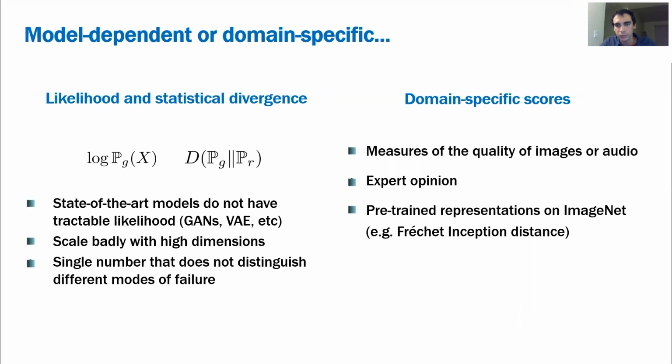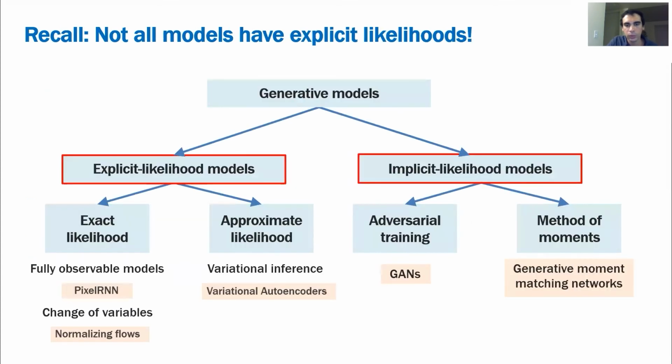Some scores are very domain specific, like expert opinion, scores especially in the image synthesis domain that are based on pre-trained representations on ImageNet, like Fréchet inception distance. And the model or domain agnostic scores are basically the model likelihood or statistical divergence, the distance between the real and the generative distributions. But of course, as we discussed earlier, there are two types of models: explicit likelihood models and implicit likelihood models. And implicit likelihood models do not have a computable likelihood, so we have to estimate it with methods that are computationally inefficient.